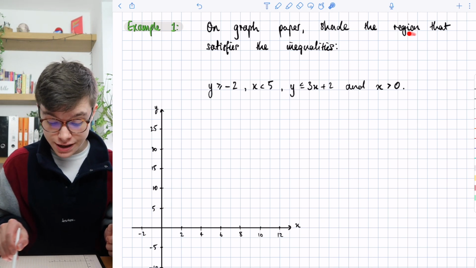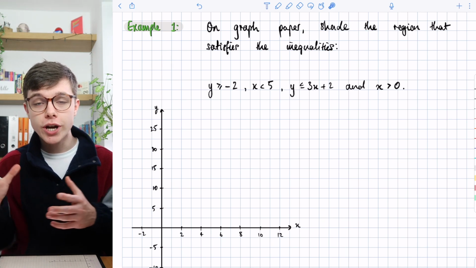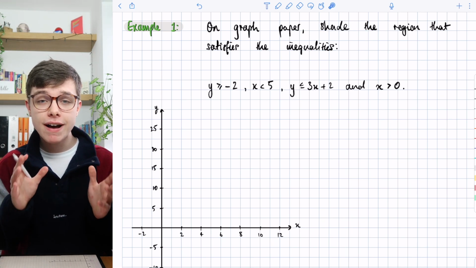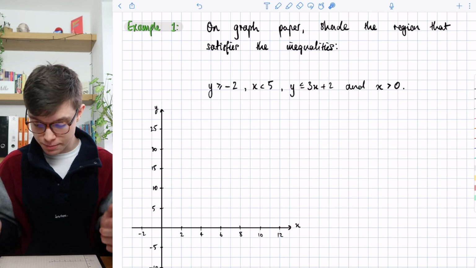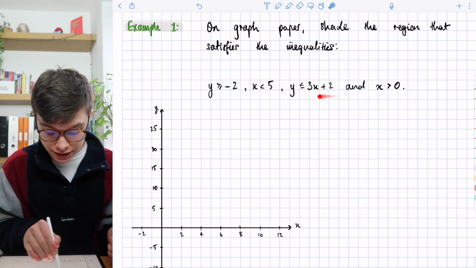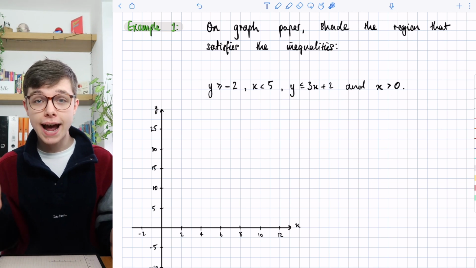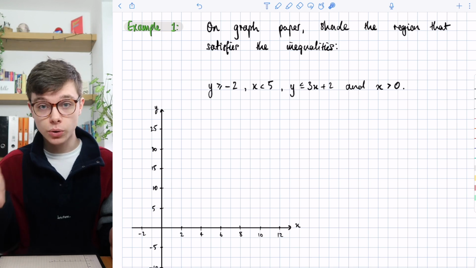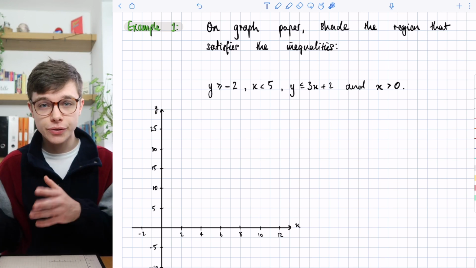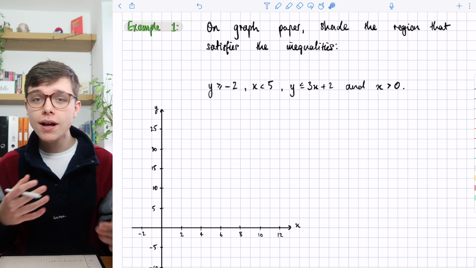The answer is the region. We need to sketch them, and then there's no working out we can really do off the graph, so your graph has to be as perfect as it can be. So what I'm going to do is sketch these lines first of all, just like I would if it was y equals -2 or x equals 5.